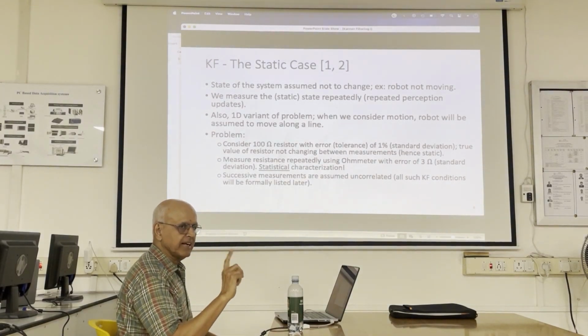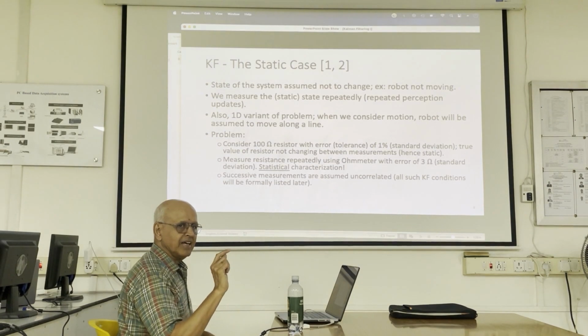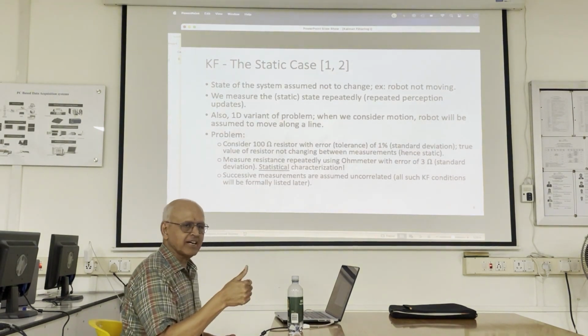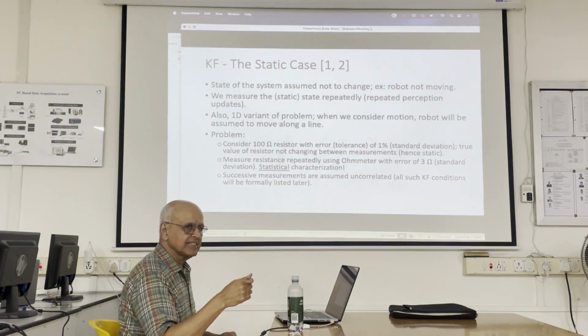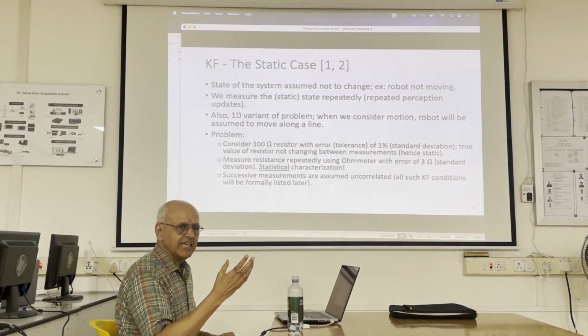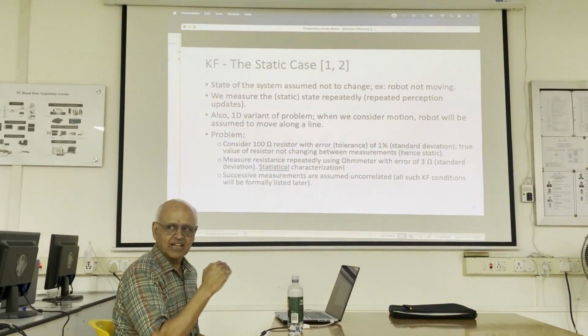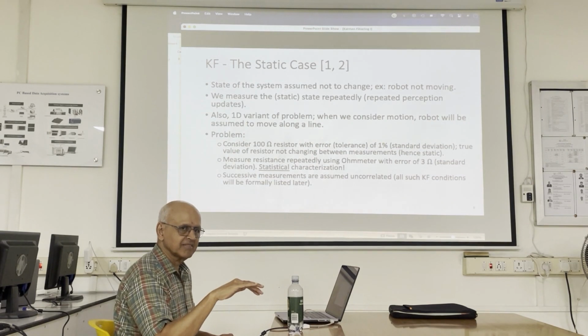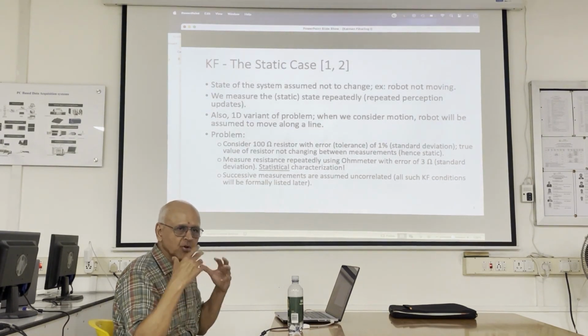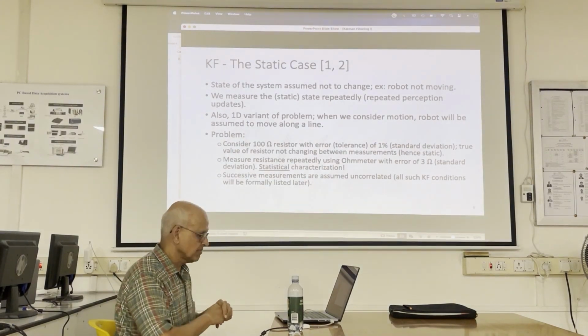Independent and uncorrelated are two different things. Independent is the stronger criterion. Uncorrelated is a softer criterion. It's enough if the assumption is uncorrelated. It doesn't have to be independent, just that there's no connection, no correlation between the two.